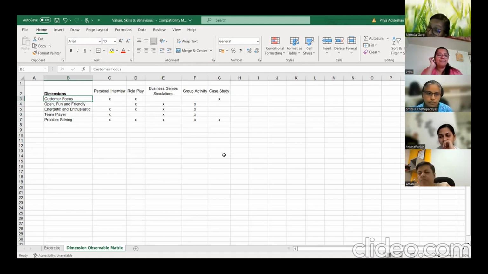Now, B, very important, the purpose of the assessment center. What is the purpose of the assessment center? Selection. Selection of what? Customer champions. Okay. What industry?